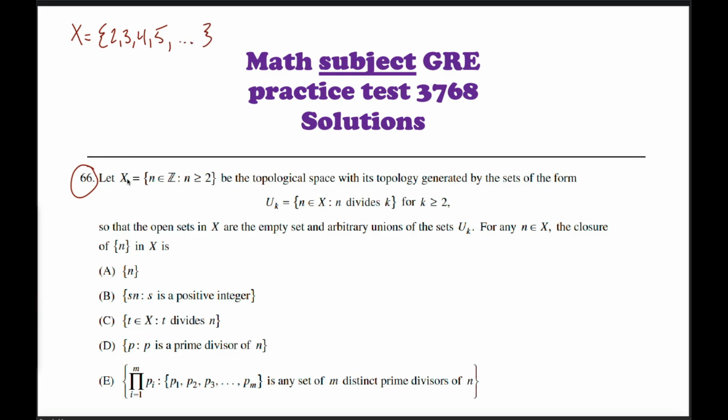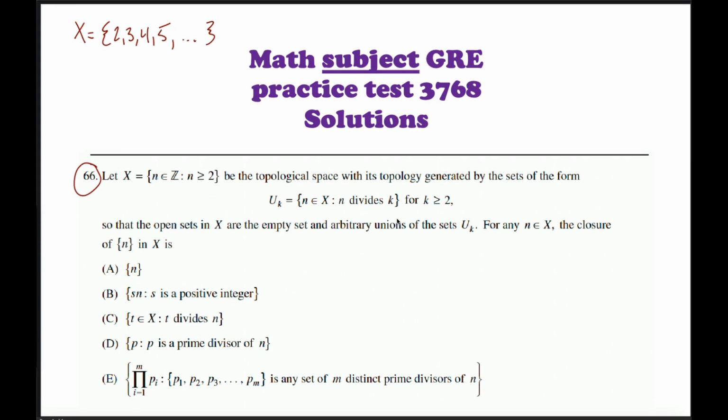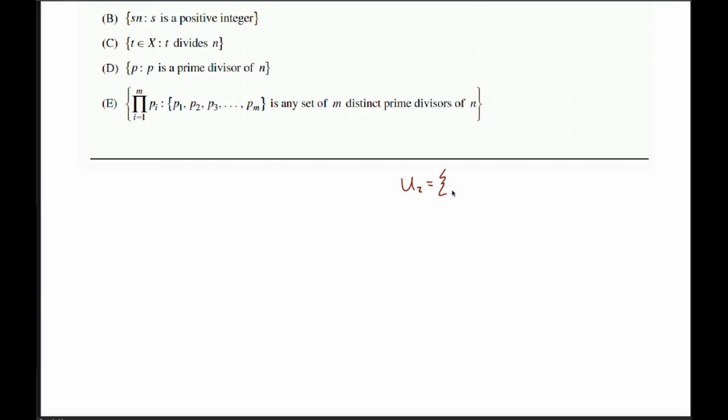And when we talk about a topology on this set, what we're interested in are the open sets in this space. What it tells us here is that open sets are the empty set and arbitrary unions of these things U sub k. A given U sub k is the set of all n in this space so that n divides whatever k is. So for example, if we talk about U sub 2, this would be the set of all integers greater than or equal to 2 that divide the number 2. The only integers that divide the number 2 are 1 and 2, but we're limiting ourselves to integers that are greater than or equal to 2. So U sub 2 would be the set that only contains 2.